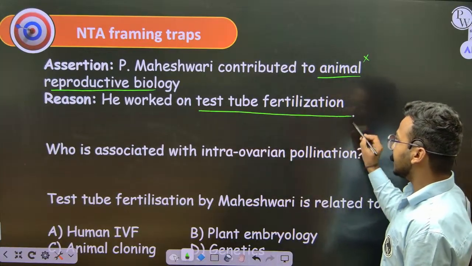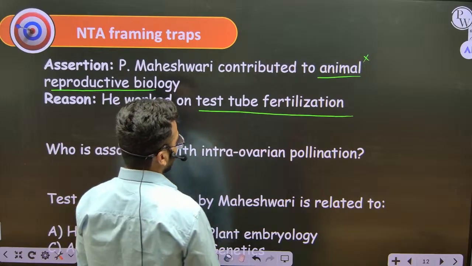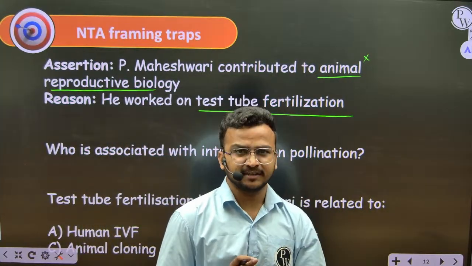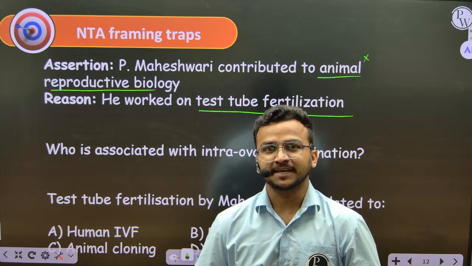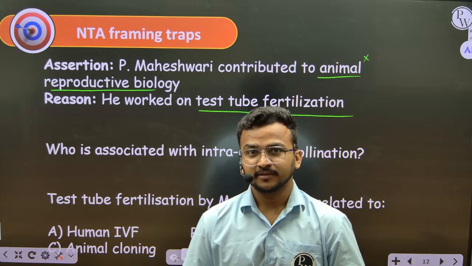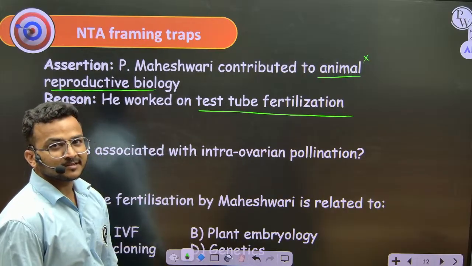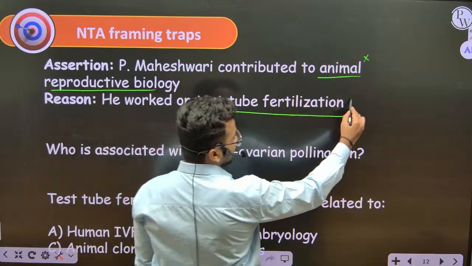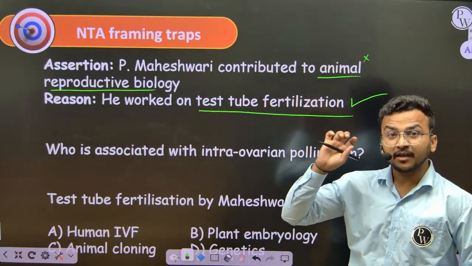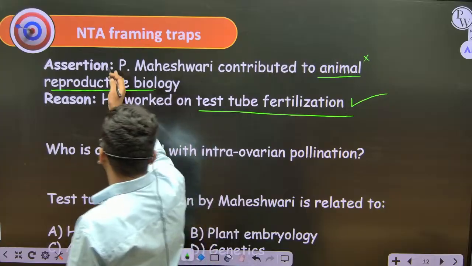He worked on test tube fertilization, whether it is correct or wrong. See, when we hear the words test tube fertilization, immediately we connect to animal biology: in vitro fertilization, which takes place in animals. Sometimes there are chances of thinking that both are correct and it explains the other. But no, it's not. He worked on test tube fertilization, that is correct. He worked on test tube fertilization and intra-ovarian pollination of plants, not of animals. That's why the reason is correct, the assertion is false.